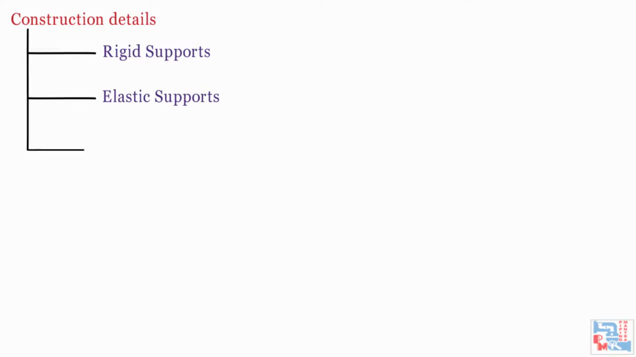Now, let's have a look at classification as per construction. Based on construction details, pipe supports are broadly classified in three types, as rigid supports, elastic supports, and adjustable supports. First is rigid supports.